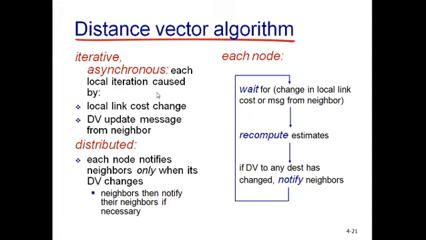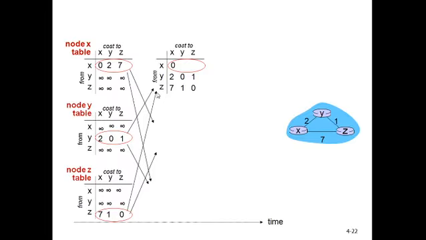So here is the main thing: each node waits for a change in local link cost or a message from neighbors, then it recomputes the estimated cost to the destinations. If dv to any destination has changed, it notifies neighbors. So this is all about the distance vector routing algorithm. Let's discuss this routing algorithm with an example.